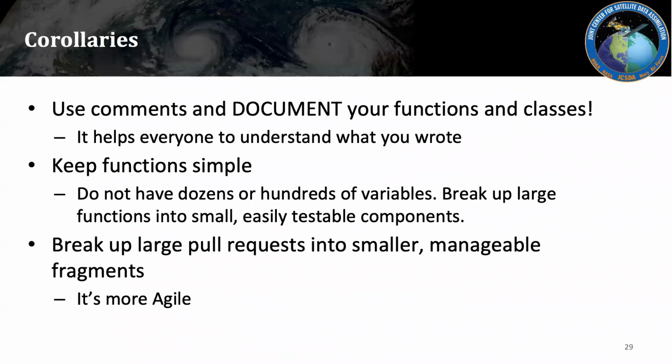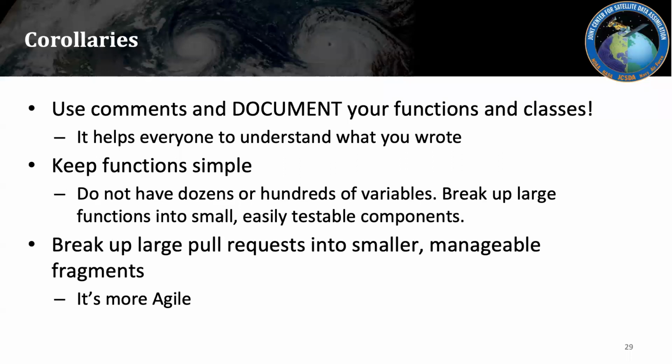So the second corollary: keep all of your functions very simple. Don't produce one of those old Fortran-like functions that goes on for 1,000 or 8,000 lines with 100 variables, all with very bad names like A, B, C, and D. Nobody can understand that in the future. So if you see something that's very large, or if you've written something that's very large, try and break it up into small, easily testable components.